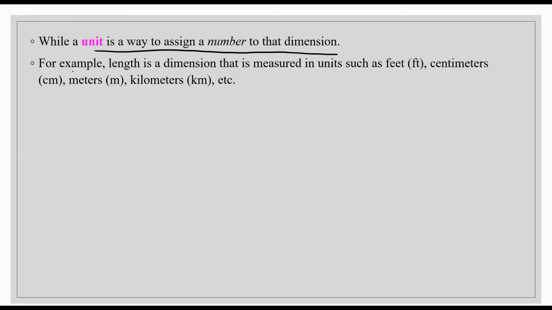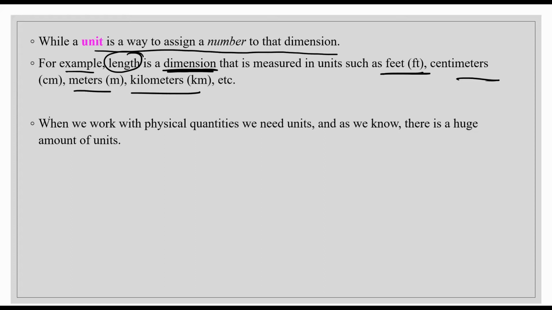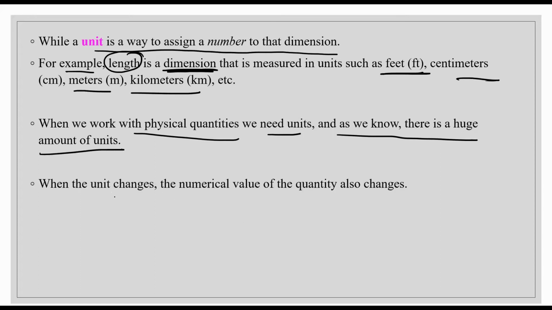Now we will see what a unit is. A unit is a way to assign a number to the dimension. For example, length is a dimension, right? If we say length, then it is a dimension, but units are what? We have units such as feet, centimeters, meters, kilometers, and many more. So you can see that the dimension is unique, but units may change. When we work with physical quantities, we need units, and there are a huge number of units. When the unit changes, the numerical value of the quantity also changes.